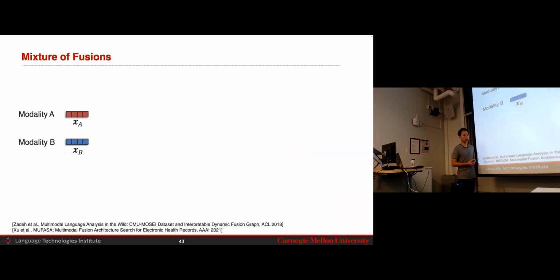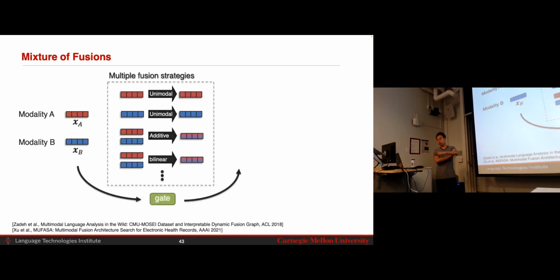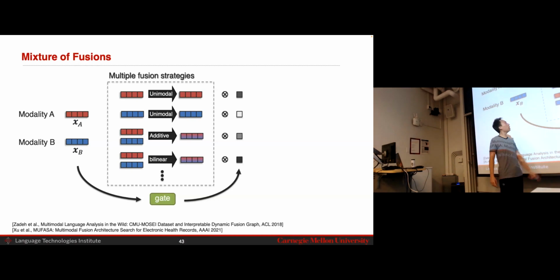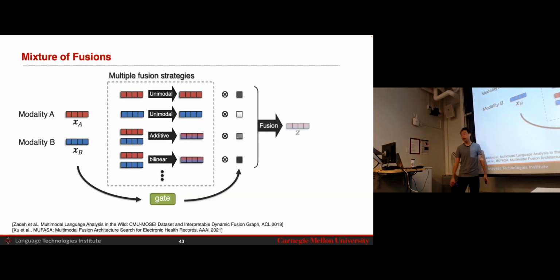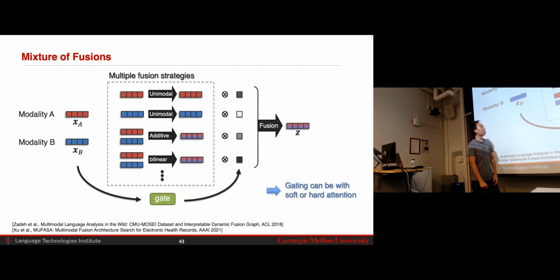And finally, mixture of fusions, right? If you don't really know what to choose, you can use multiple fusion strategies, each with a different gate. You can choose between unimodal, additive, bilinear, and so on, and get your output. So again, the gating can be solved with attention. And the more you do this, the less inductive bias you have, right? At this point, you're basically admitting that you don't know which of these fusion strategies to prioritize. I'm just going to do a purely data-driven way to let my model figure out from data which of these fusion strategies are the best.